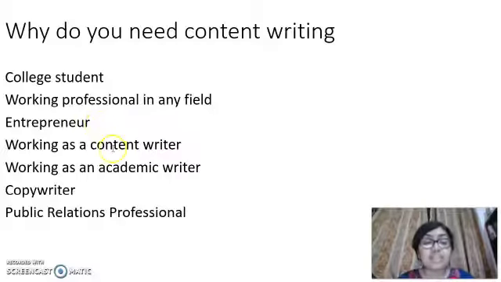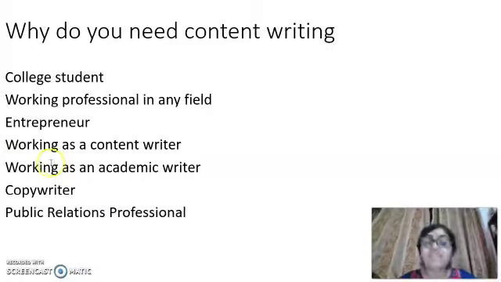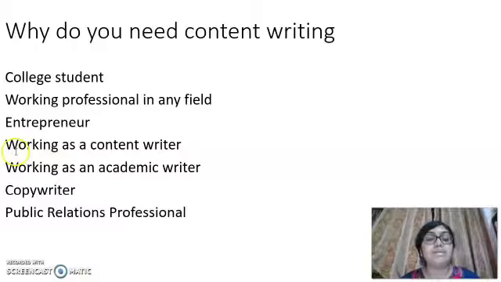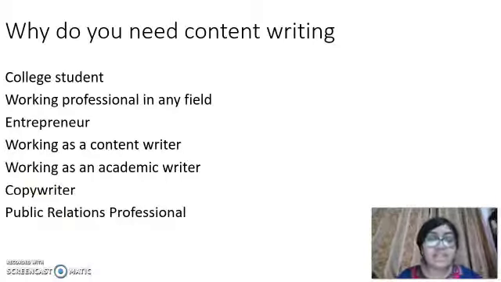Next, the fourth thing, working as a full-time content writer. If you decide to be a full-time content writer for all of the areas which I described before, then of course you need content writing, and we will explain it to you completely, step by step. Next, you can work as a teacher and an academic writer. You can teach your students how to write, you can write assignments, you can write for different aspects. Working as an academic writer is also very important.